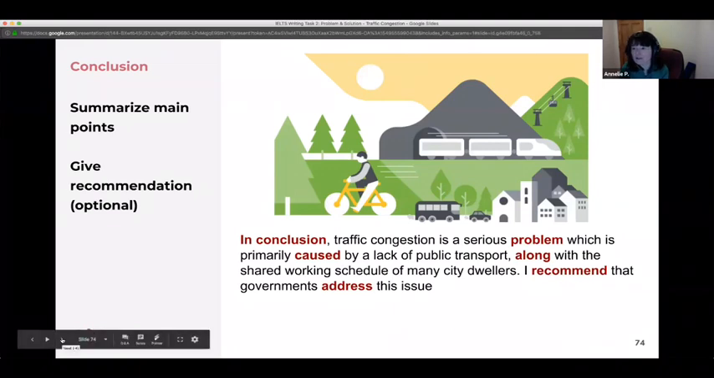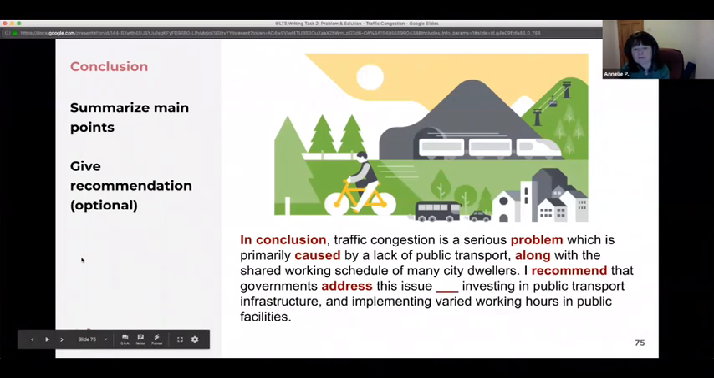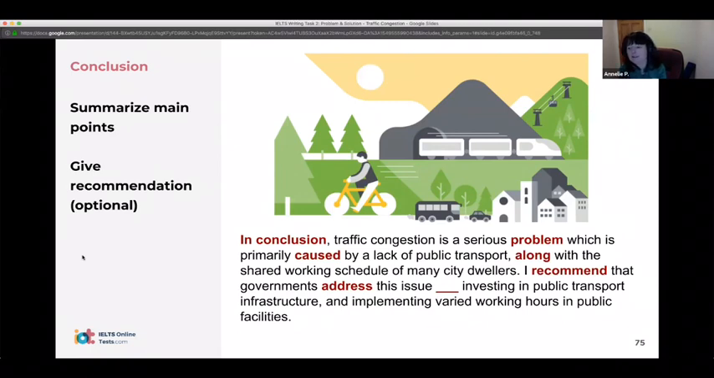And then you're going to summarize your two solutions that you've got there. Okay, so they address this issue. Okay, very good. Yeah, so how are you doing it? By investing in public transport infrastructure and implementing varied working hours. Okay, "through" would work as well.